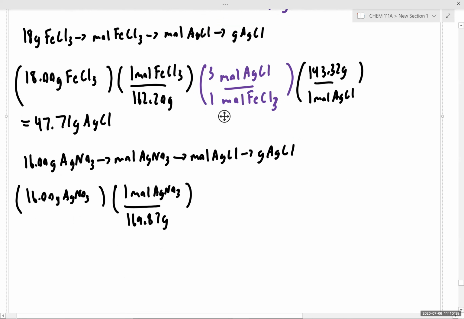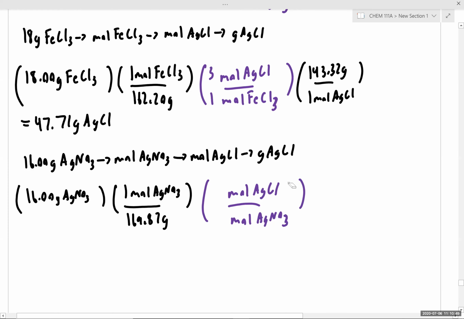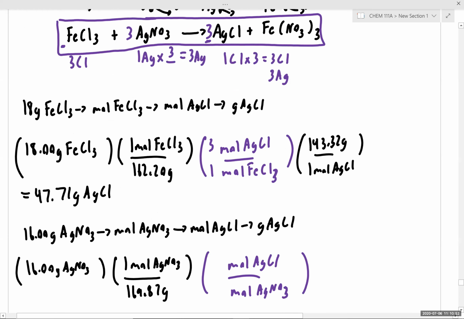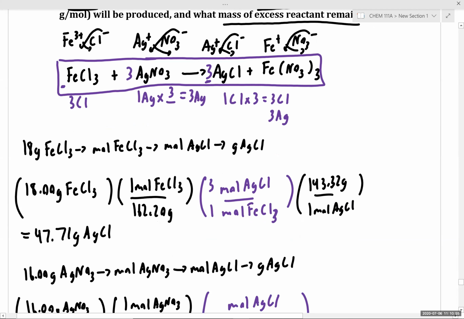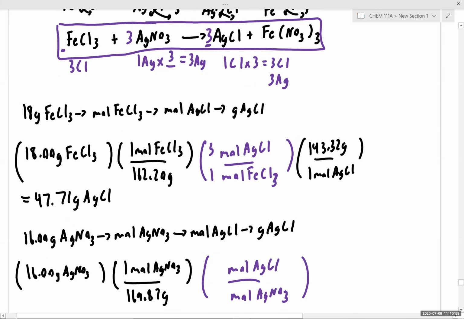Looking at silver nitrate, we know we have how many moles of silver chloride per how many moles of silver nitrate. What is our mole to mole ratio? Looking at our chemical equation, what is the mole to mole ratio of silver chloride to silver nitrate? Is it 1 to 1, 2 to 1, 3 to 1? What is it? And don't be shy to type your responses in the chat or respond verbally. This is critical.